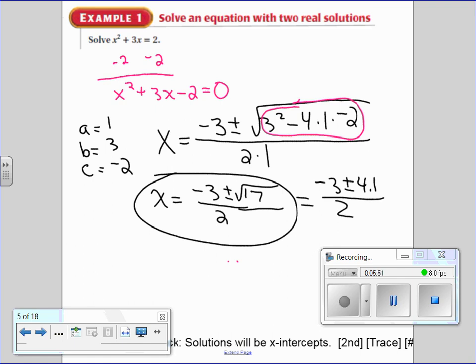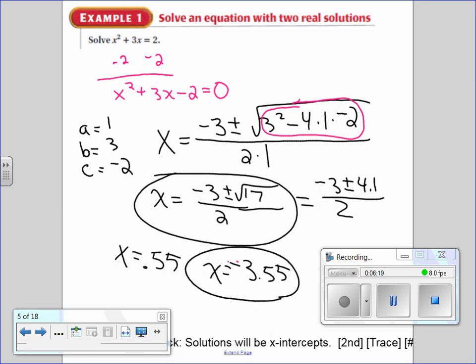At this point, let me grab my calculator. You'll do -3 plus 4.1, click enter, and then divide by 2. So one answer is 0.55. And then to get the other answer, you would do -3 minus 4.1, click enter, divide by 2. So that's -3.55.